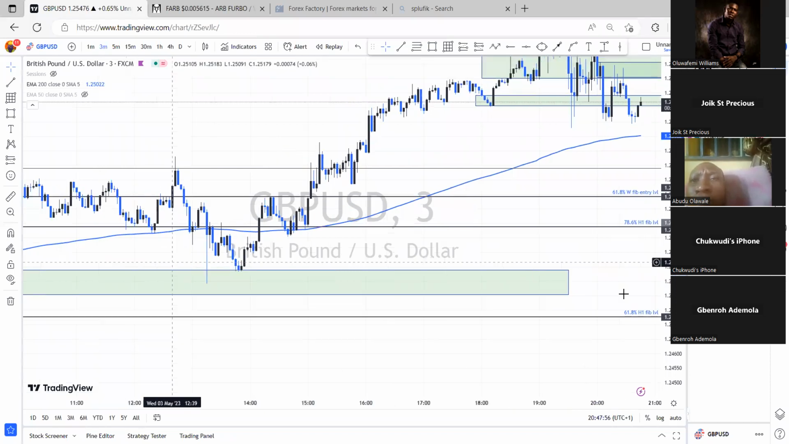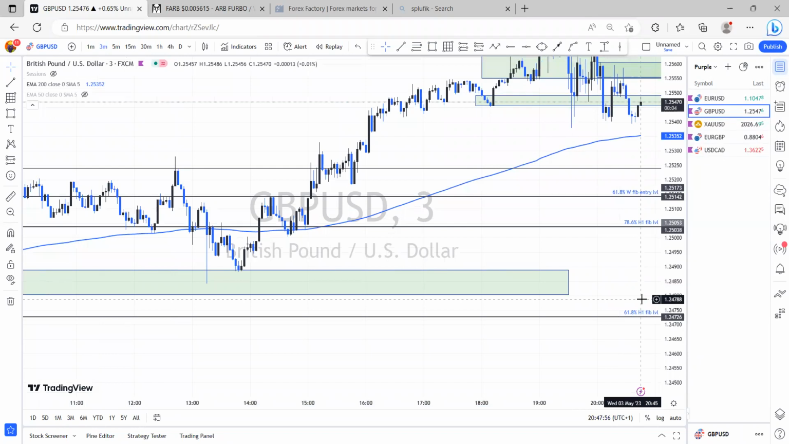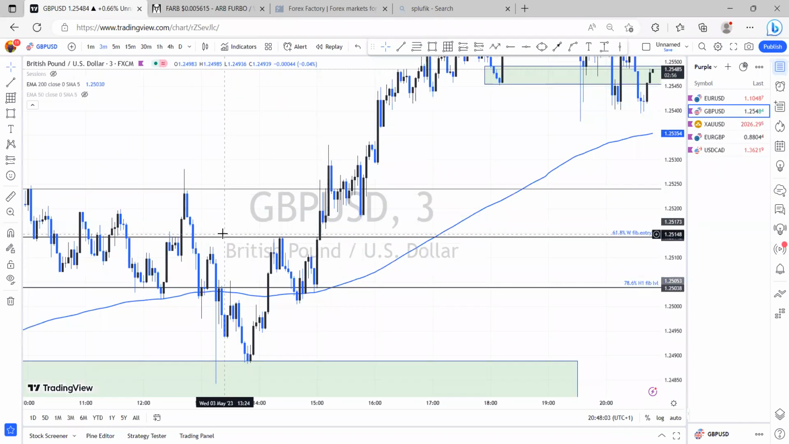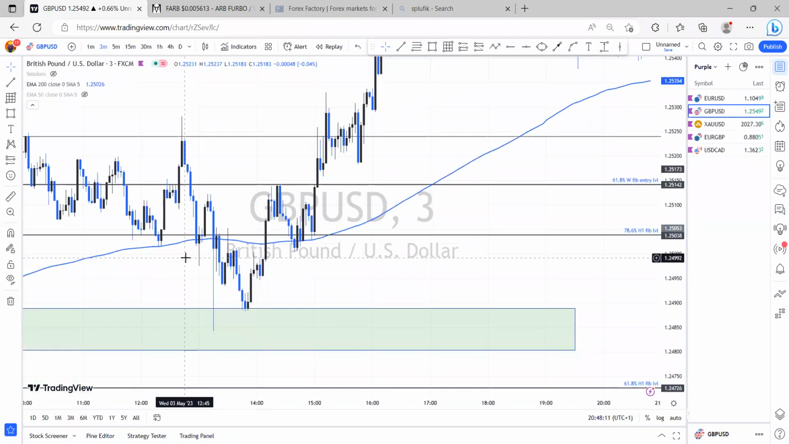You'll be shocked. I'm already seeing the entry. Trust me, I'm already seeing the entry. This was the 15 minutes tap. Watch me very closely. And then it pulled back. And then it came back and tapped here. And then it has created highs here.